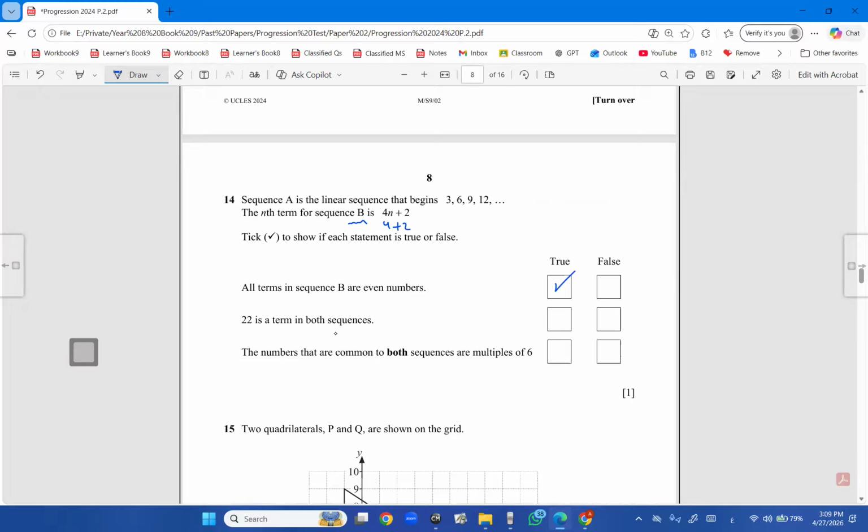22 is a term in both sequences. 22 is not going to be in sequence A, because this is the 3 times table. They are multiples of 3. So 22, no, is not going to be in the first without even thinking about the second.